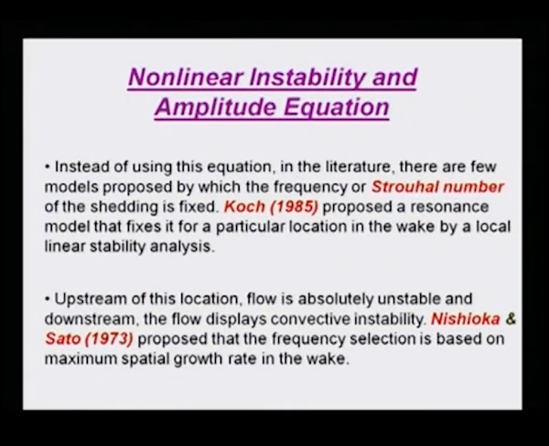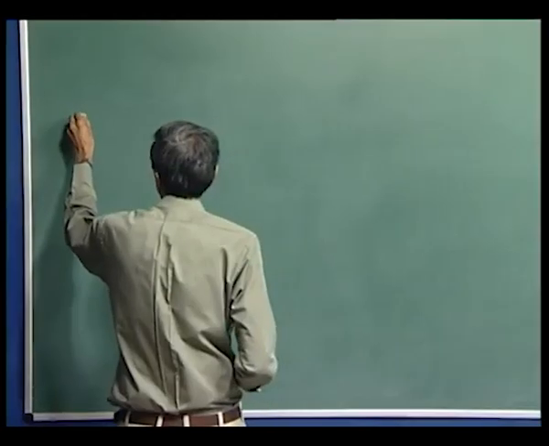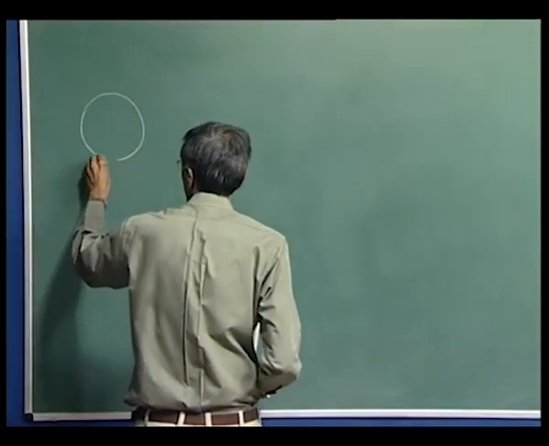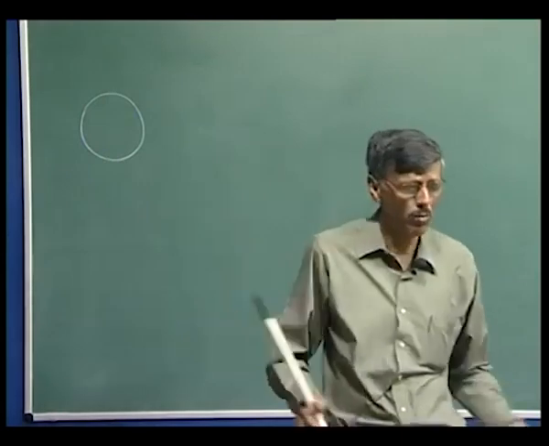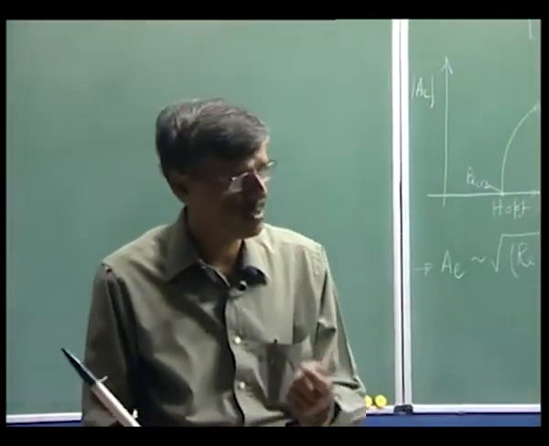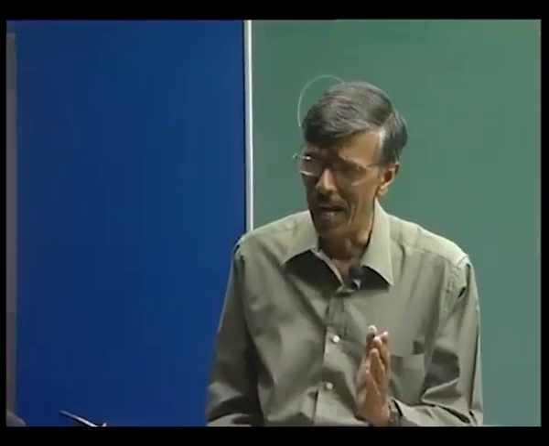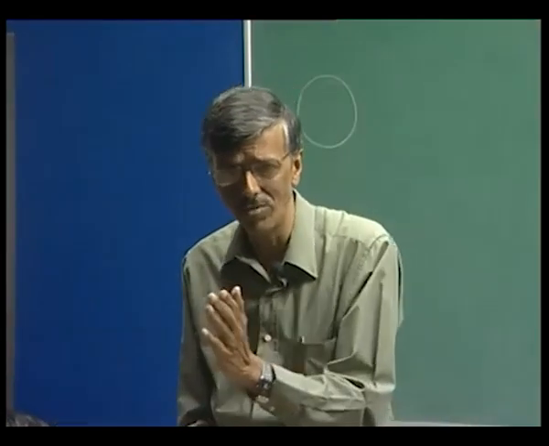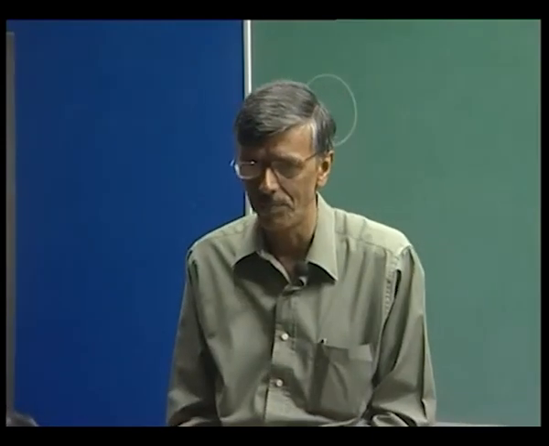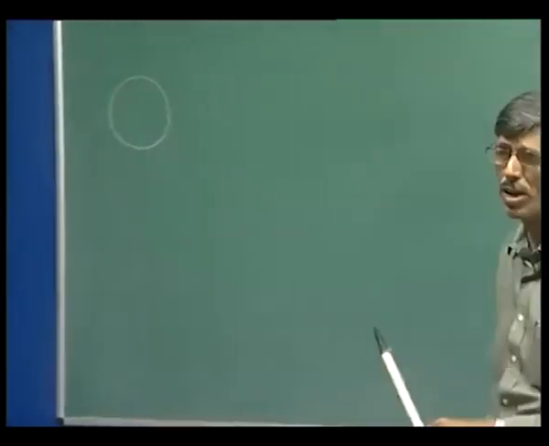So, let us understand what Koch was essentially trying to say. This is important because we need to understand what really happens in a flow like this, in a bluff body flow. See, when we saw the flow past a flat plate, what happened? We created a fixed frequency excitation at a point, and then it created all those waves which convected downstream. We called it a convective instability. What happens in the wake of a cylinder?